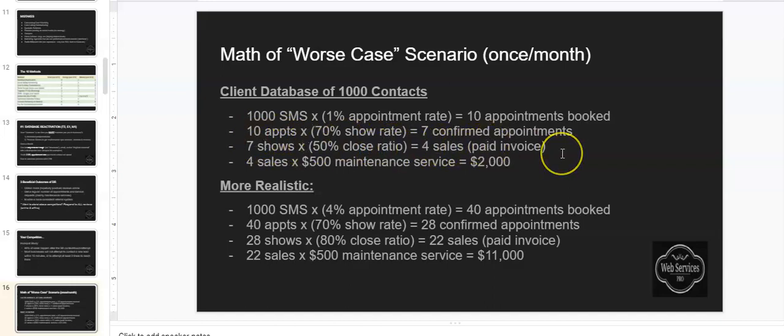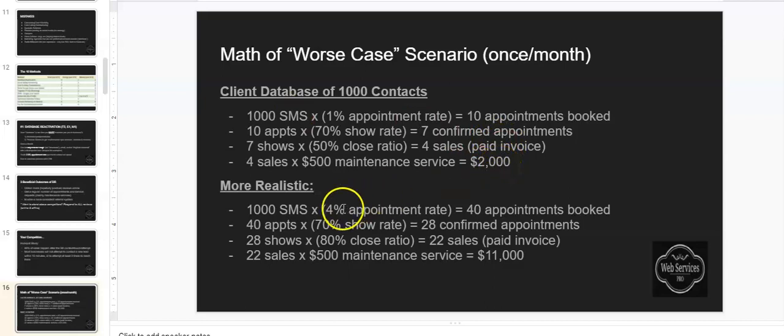That means a paid invoice. So if you're offering, let's say, a $500 maintenance service, that means 4 times 500 is 2,000. So not bad. From just sending out 1,000 text messages, each one of them is worth $2 to you. That's $2,000, right? Not bad.